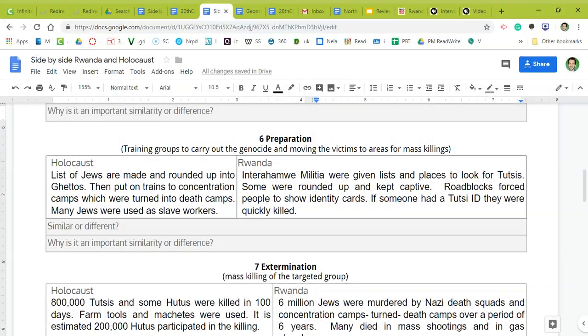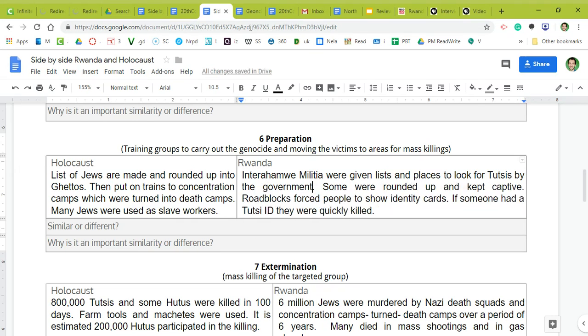Preparation. In the Holocaust, lists of Jews are made up and they were rounded up into ghettos. They were put on trains to concentration camps, which turned into death camps. Many Jews were used as slave workers. Interahamwe militia were given lifts and places to look for Tutsis. Some were rounded up and kept captive. Roadblocks forced people to show identity cards. If someone had a Tutsi ID, they were quickly killed. So it's more of a find and kill than really a round up. Okay.